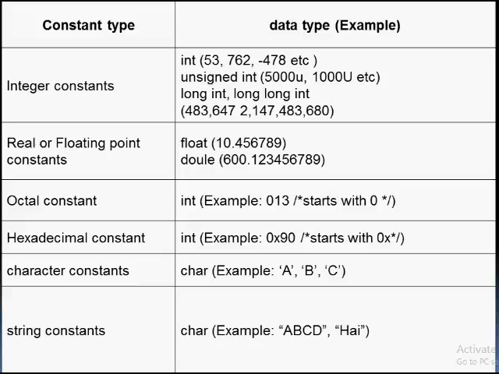When the constant type is a character constant, its data type is char, which is a single character given in a single quote. If it is a string constant, the data type is char, and the example is a string given in double quotes or any word which is given in double quotes.